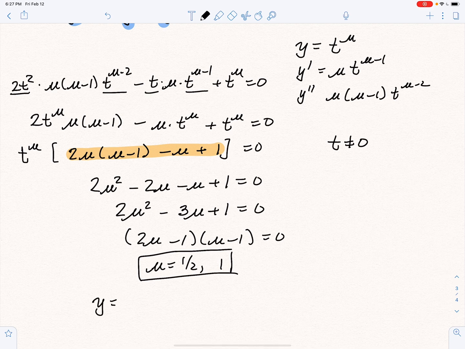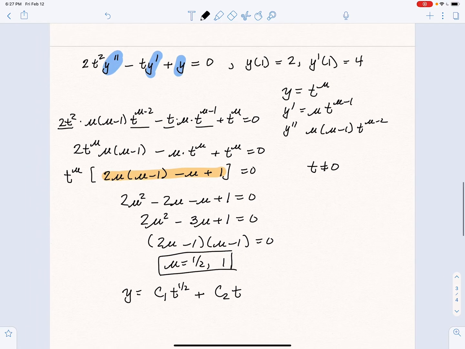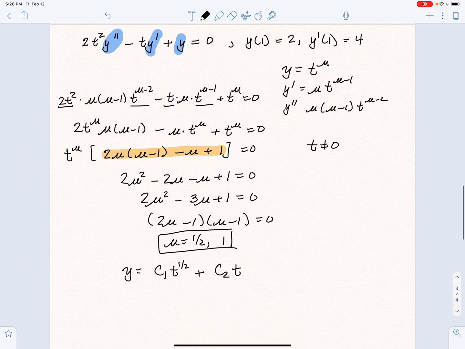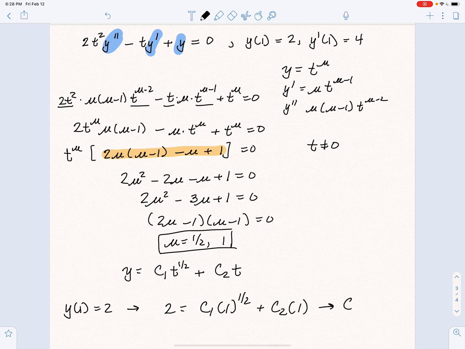So that means that y is equal to c1 times t to the half. We could write it as square root of t, but we're not going to because we're going to be using this further with some calculus, plus c2 times t to the first, which is just t. So there's our general solution. Beautiful. So now what we're going to do is use our initial conditions to find c1 and c2. So we know that y of 1 is 2, which means when I plug in 1 for t, I get 2 for y. So that says 2 is equal to c1 times 1 to the half plus c2 times 1, which leads to the equation c1 plus c2 equals 2.